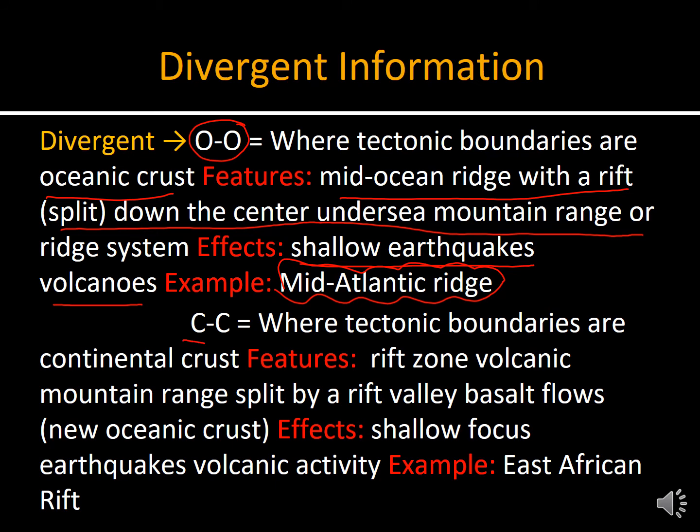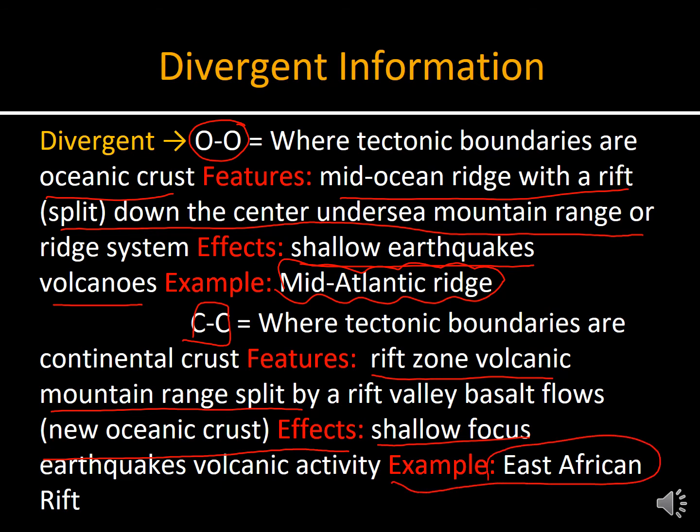Okay. Continental to continental. So this is where the continental crust comes and gives you rift, volcanic mountains. Okay. So now this is where we get the volcanic mountains that are not there because it's continental, continental. So this is going to be shallow focus on the earthquakes and volcano activity, but our biggest example is the Eastern African Rift.